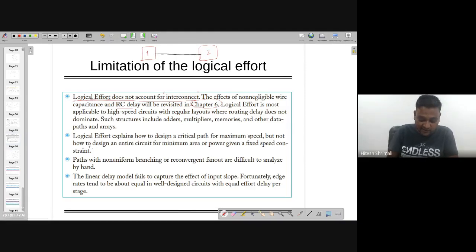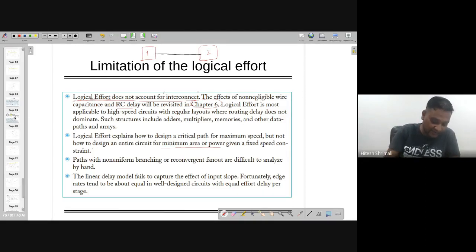Next part is logical effort. It explains how to design a critical path for maximum speed, but not how to design the entire circuit for minimum area or power, as I told you, right? So this is not possible with this logical effort. Paths with non-uniform branching or reconvergent fan out are difficult to analyze by hand. So if it is uniform, till that time things are okay, fine.